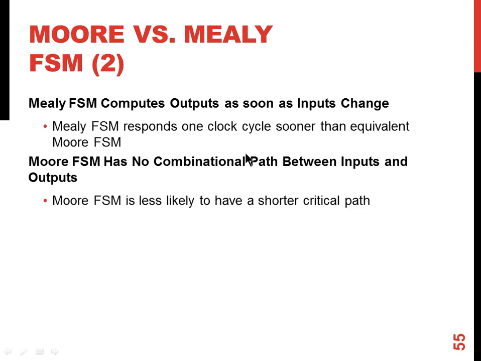Moore FSM has no combinational path between input and output. So Moore FSM is more likely to have a shorter critical path. In a Moore FSM the output is dependent on present state, not the input directly, so there is no direct path between input and output. So the timing issues could be fewer; even if it has a critical path, it will probably have a shorter critical path. It depends again on the design. This is just a generalization.